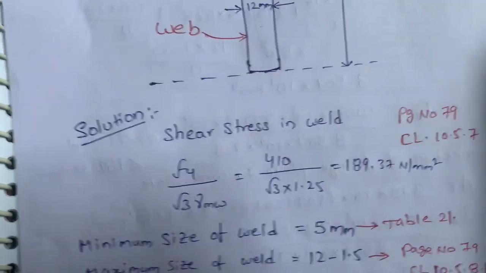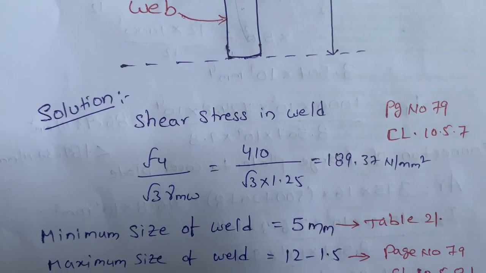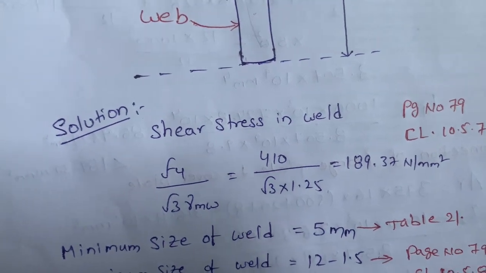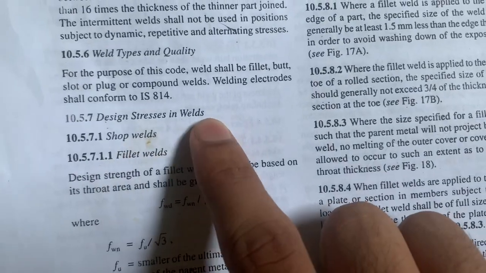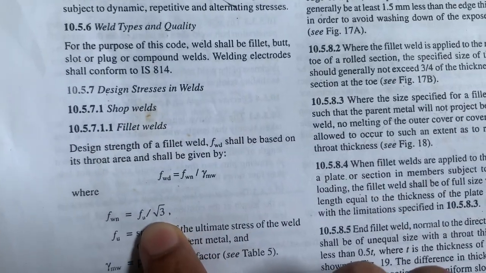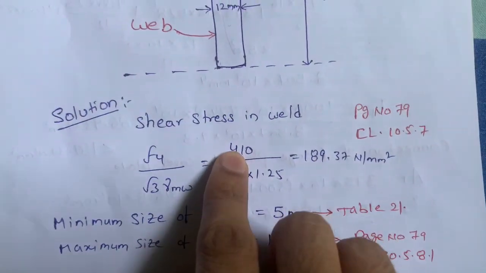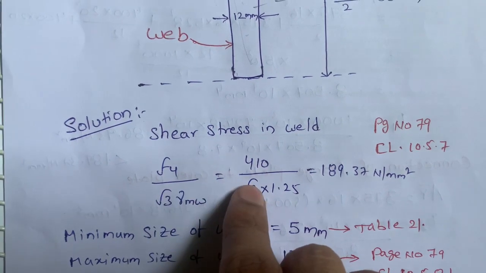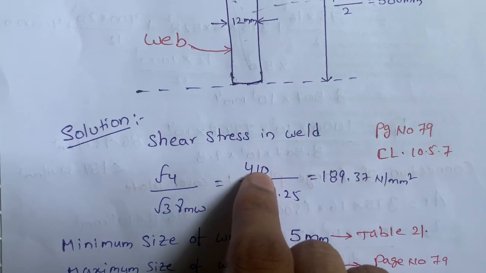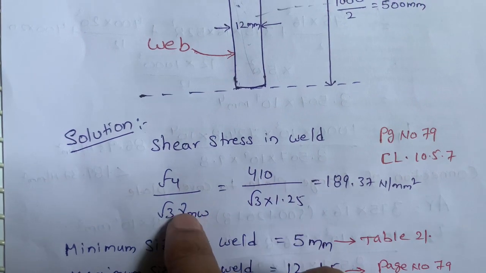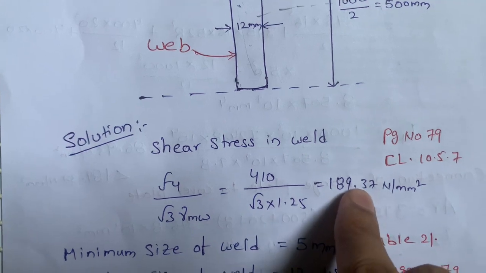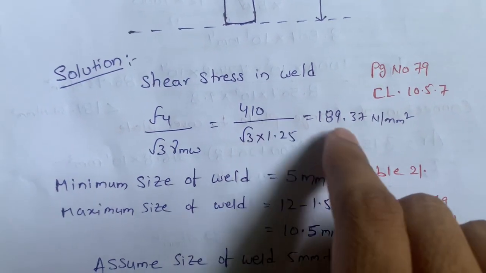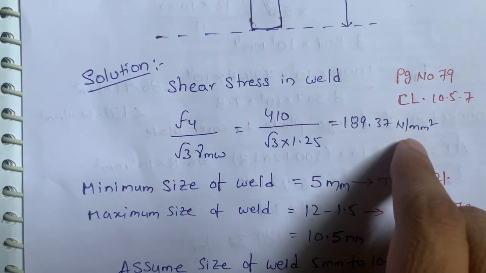The code specifies Fu by root 3 gamma mW, on page number 79, clause number 10.5.7. I will show it now. This is 10.5.7, the design stress in the welds. So we are using the formula Fu by root 3 into gamma mW, the same formula I wrote here. The Fu value is the ultimate stress, 410, which is available in table number 1. The partial safety factor gamma mW is available in table number 5, page number 30. After solving the equation, I got 189.37 Newton per mm square.